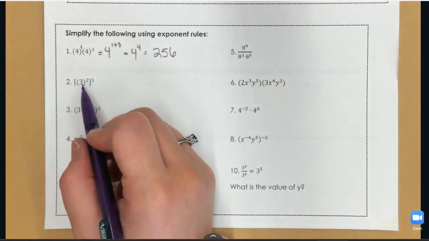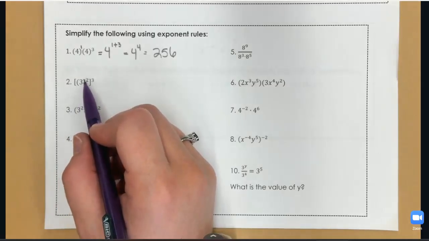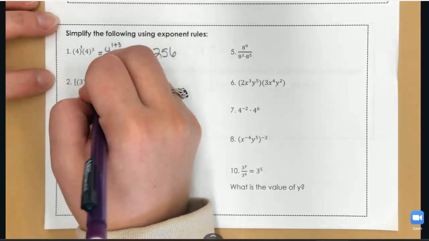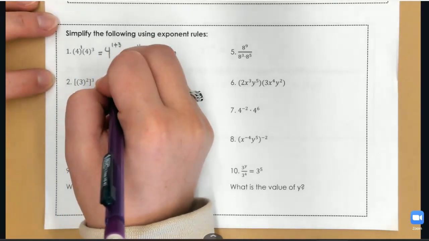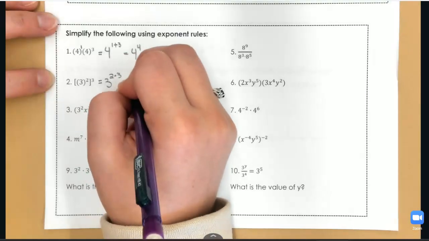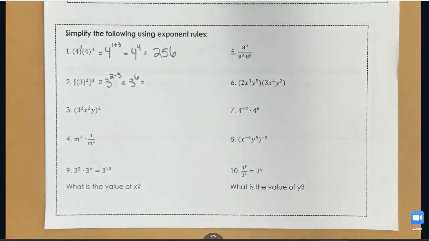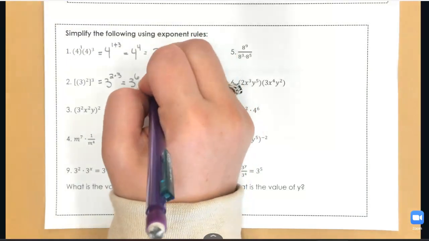All right, I'm going to continue going down the line in order. 2. I have 3 squared, and then that's being raised to the 6th power. Taking care of my power rule first, this is going to be 3 to the 2 times 6 power, which is 3 to the 12th. That is an actual number. Again, you can use a calculator, but it's going to be 729.